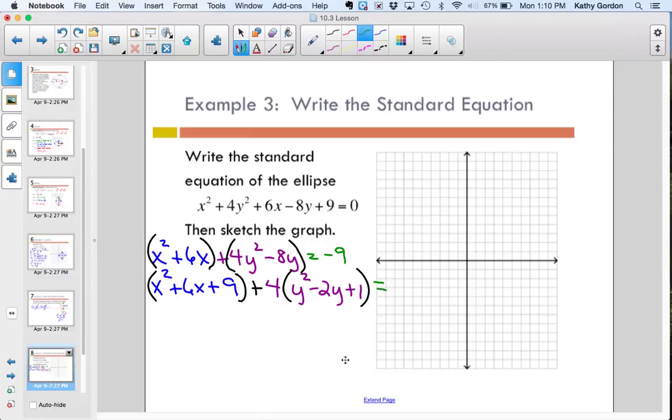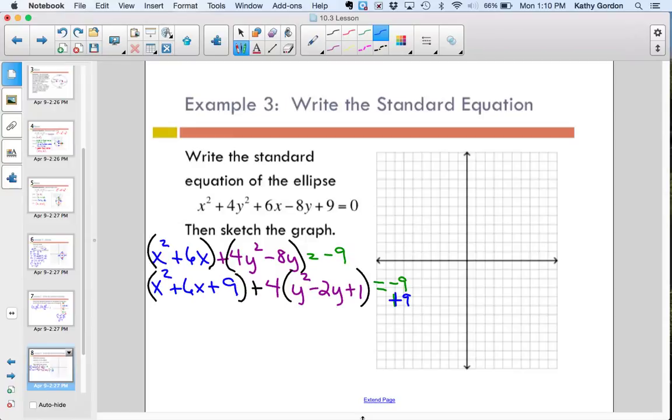Now, remember, whatever I do on the left, I got to do on the right. So I started out with a negative 9. But what did I add to complete the x's? A 9. So I'm going to need to add a 9 over here. Do it in blue, because that's where that came from.